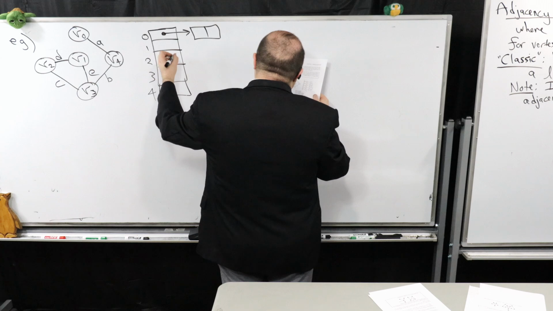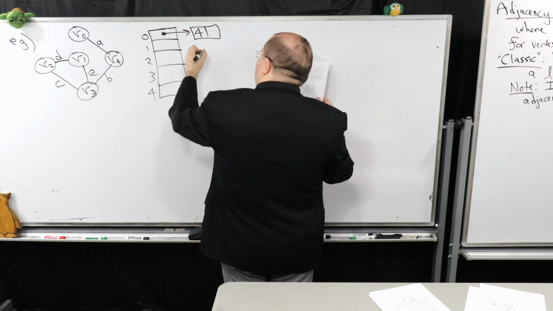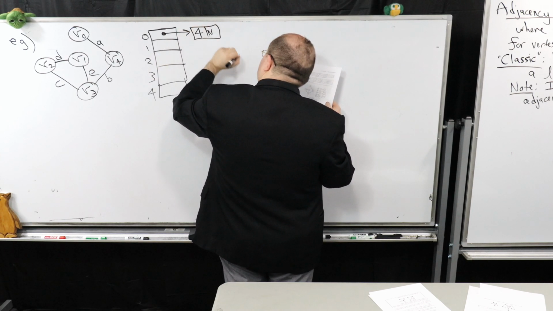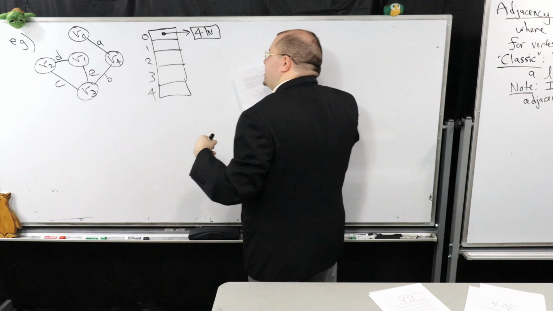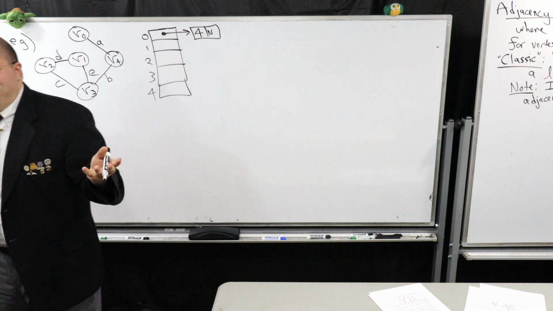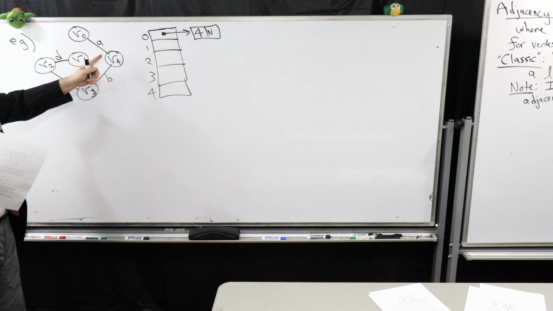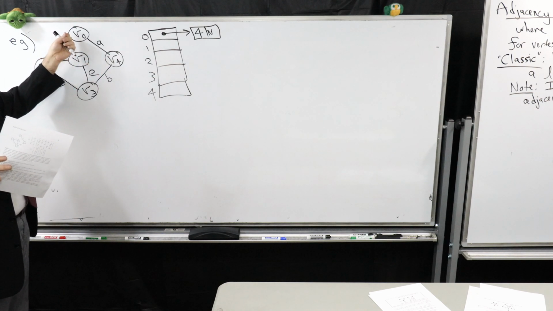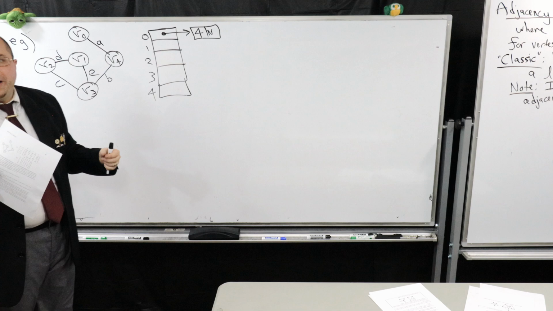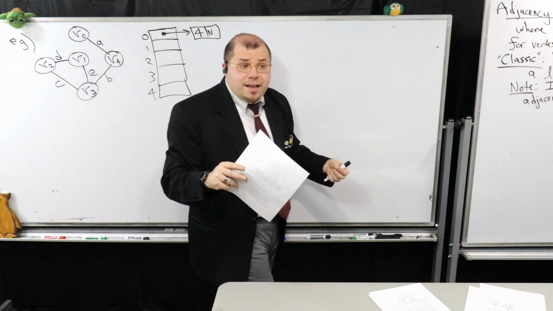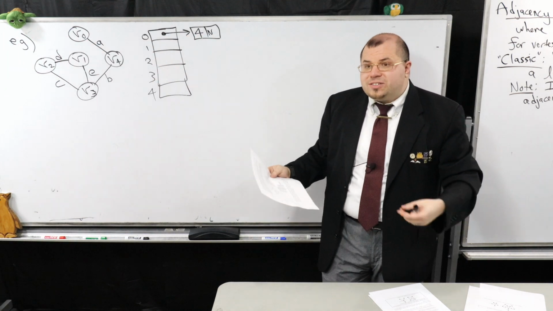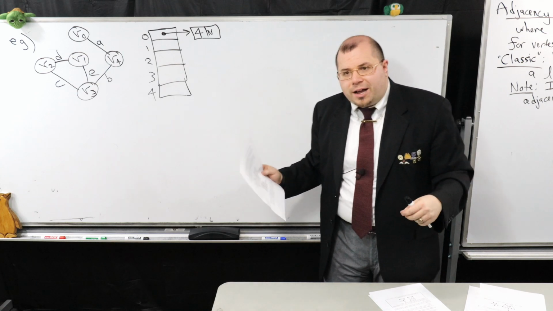So for example here, I would store the opposing endpoint. And then I would say that there are no other elements, right? Because I only have vertex 4 that's adjacent to vertex 0. So I only store its opposing endpoint. I may store some additional data with that. For example, it may store a reference to the edge object. That's very common in practice.